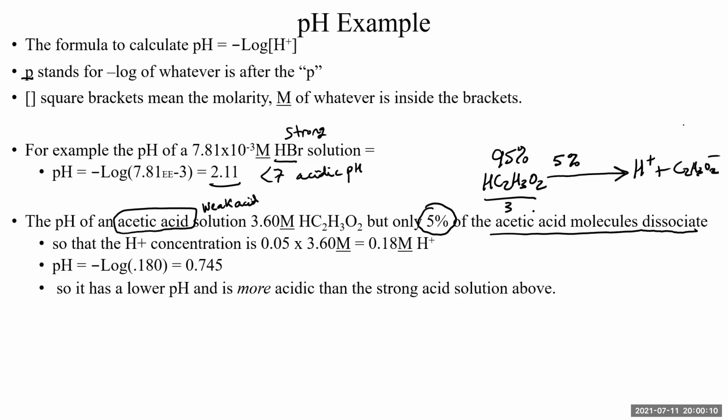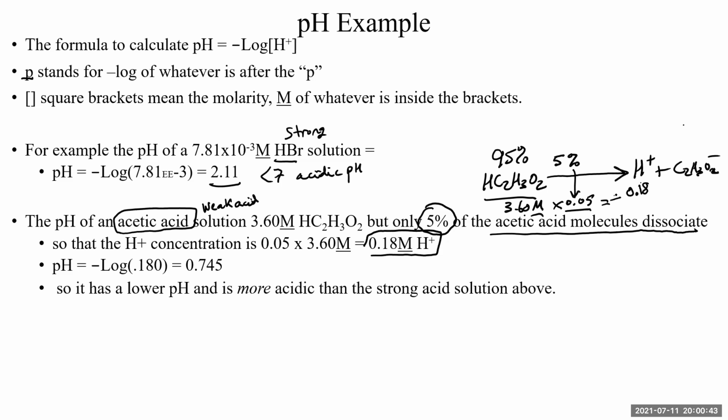I have 3.6 molar, right? Okay, so what does that mean? If I have 3.6 molar, what's 5%? Well, convert your percent into a decimal, and then multiply that by 3.6. So I get, I know I already did, but I'm going to do my numbers again here. I get 0.18. So that gives me 0.18 molar H+, because only 5% of my molecules actually dissociated to give me H+.